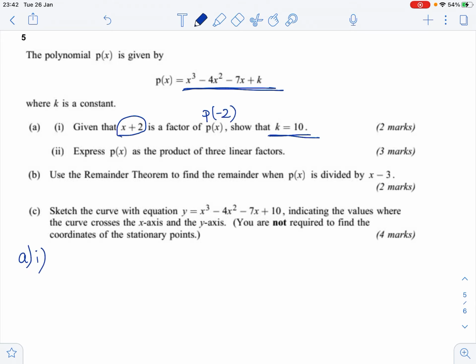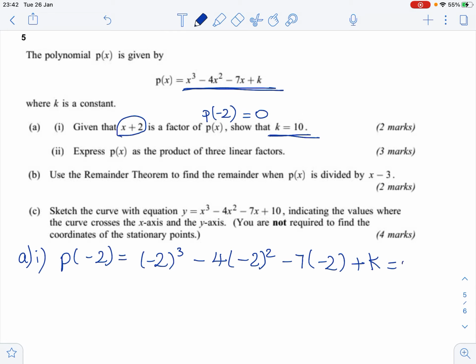So for A part 1, all we have to show, according to the factor theorem, is that this equals 0. So when x is equal to minus 2, this whole equation would equal 0, given that x plus 2 is a factor. So minus 2 cubed minus 4 times minus 2 squared minus 7 times minus 2 plus k should equal 0. If you type into your calculator, you should get minus 10 plus k. So your k is equal to 10.